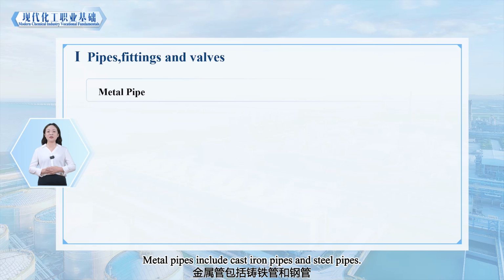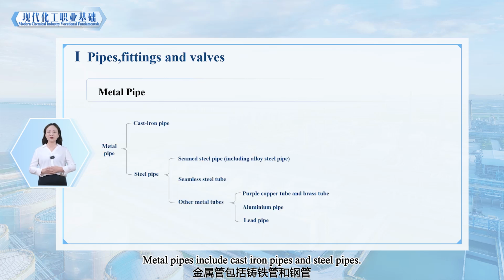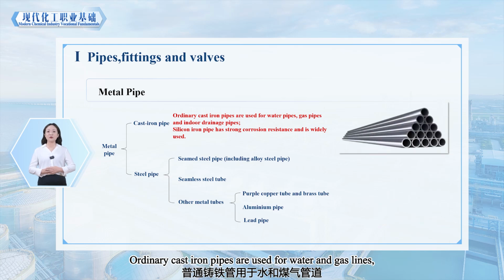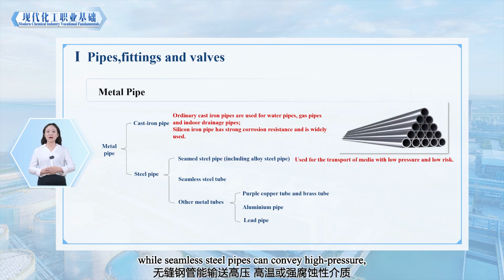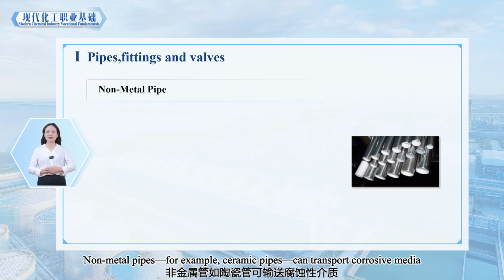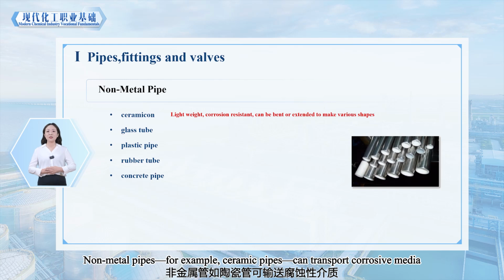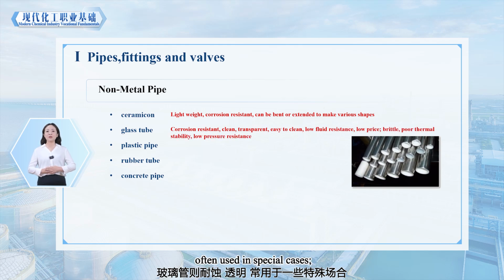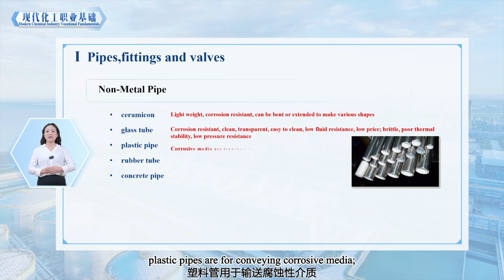Metal pipes include cast iron pipes and steel pipes. Ordinary cast iron pipes are used for water and gas lines, while seamless steel pipes can convey high pressure, high temperature, or strongly corrosive media. Non-metal pipes, for example, ceramic pipes, can transport corrosive media, but are brittle. Glass pipes are corrosion-resistant and transparent, often used in special cases. Plastic pipes are for conveying corrosive media.